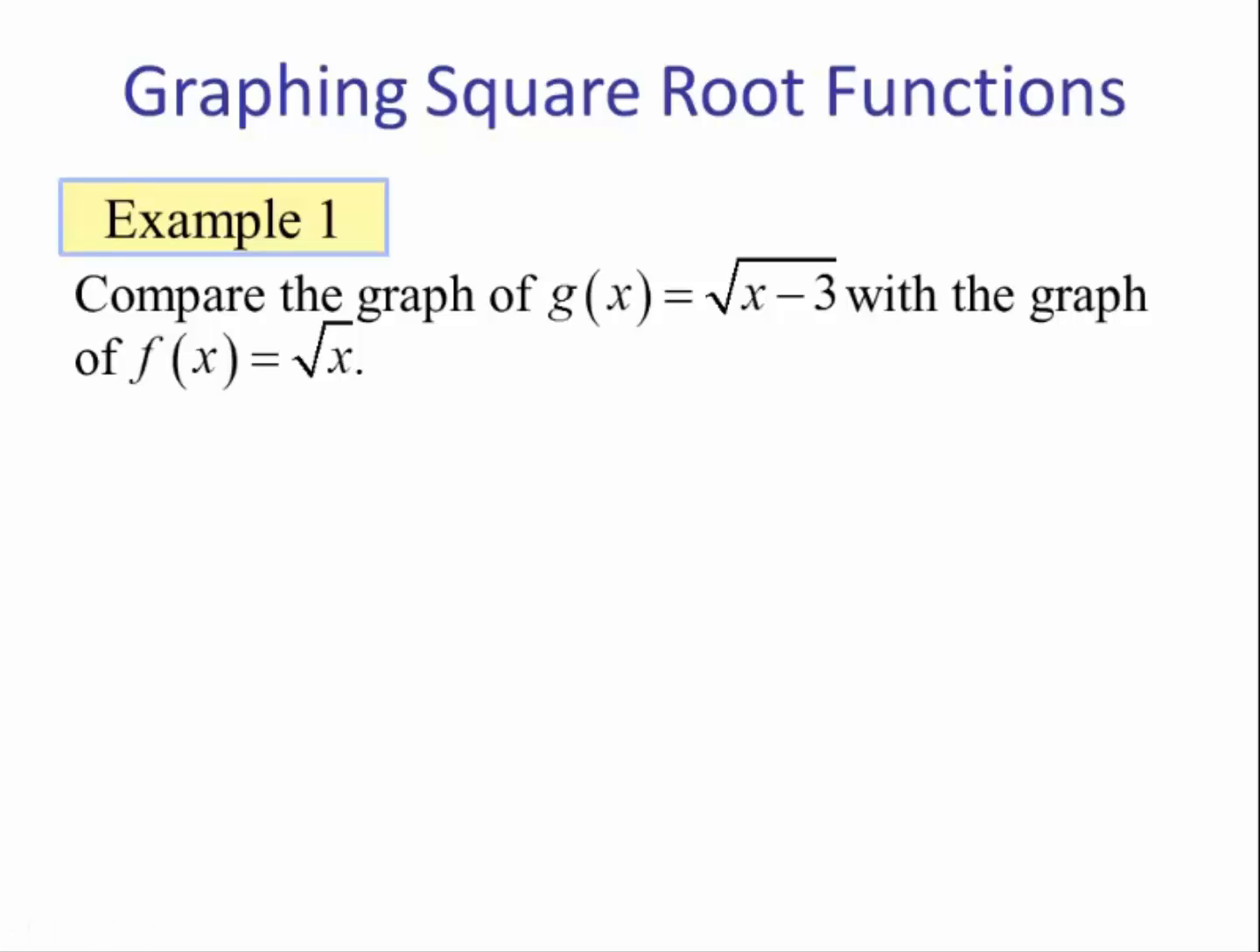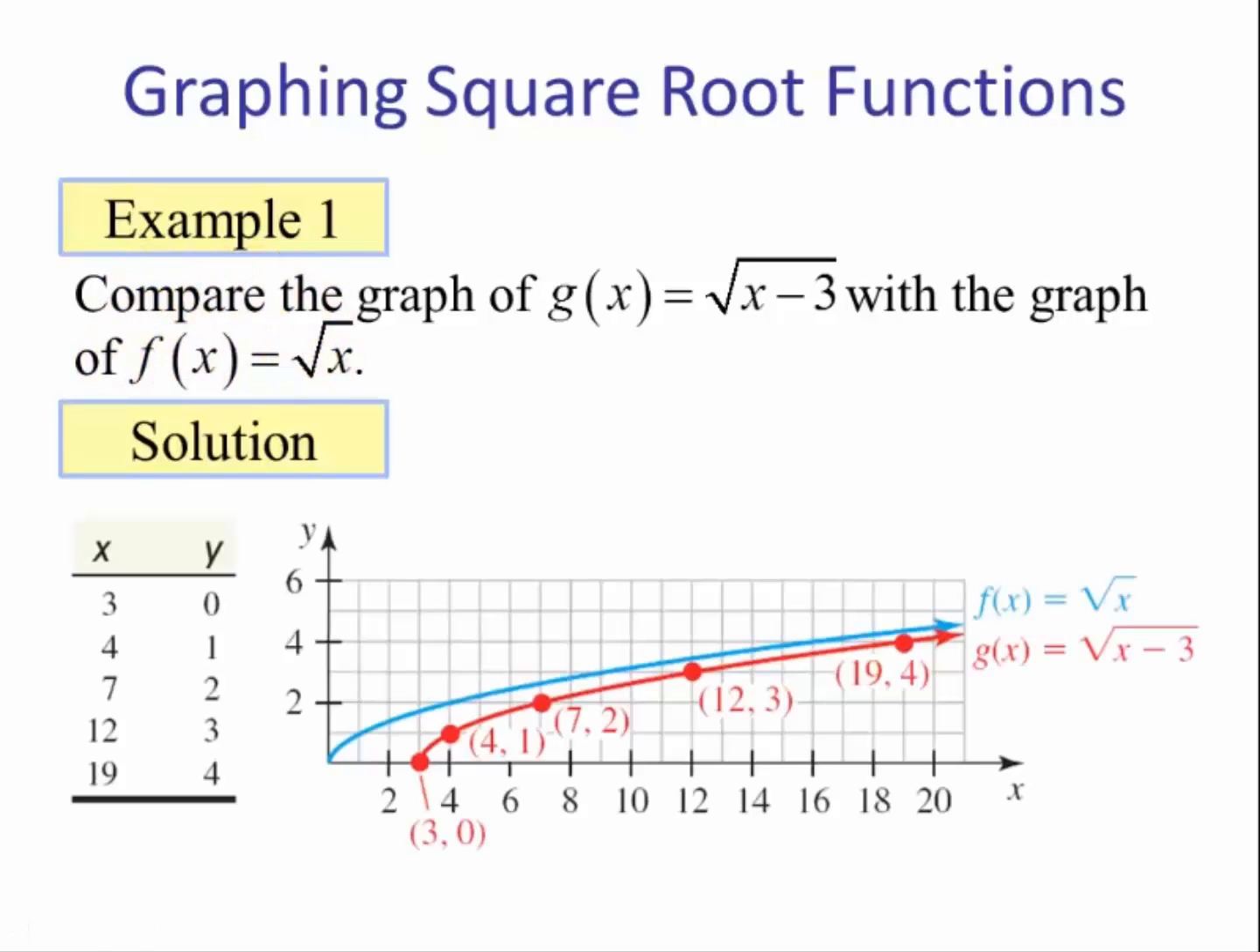Example 1. Compare the graph of g of x equals the square root of x minus 3 with the graph of f of x equals the square root of x. So we're going to compare this graph to the parent square root graph. Solution. Here we have the square root of x. This is f of x in blue. It starts at 0. When x is 1, y is 1. When x is 4, y is 2.